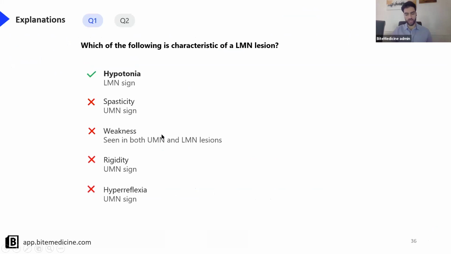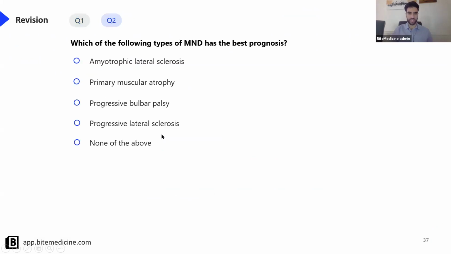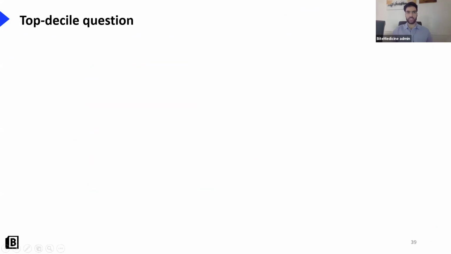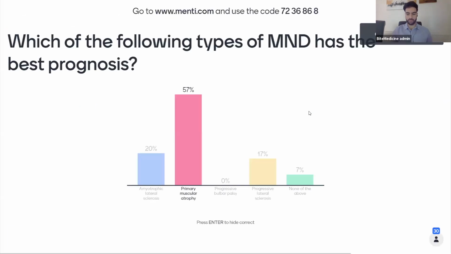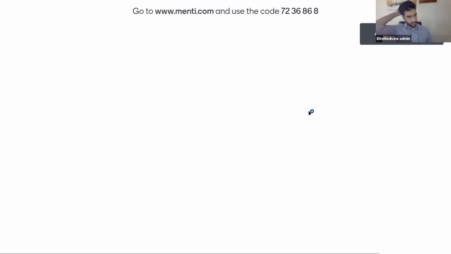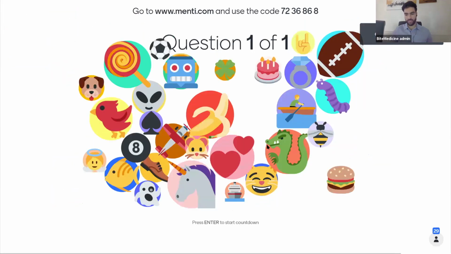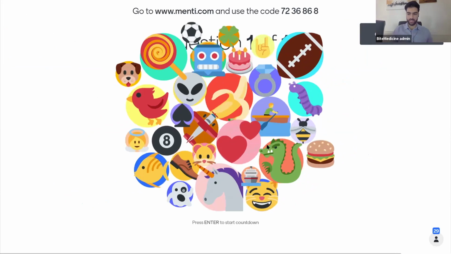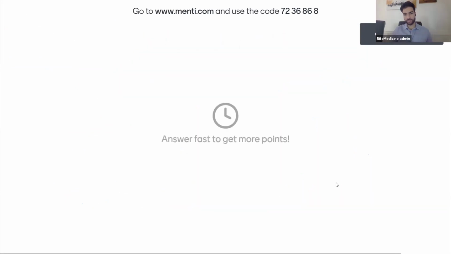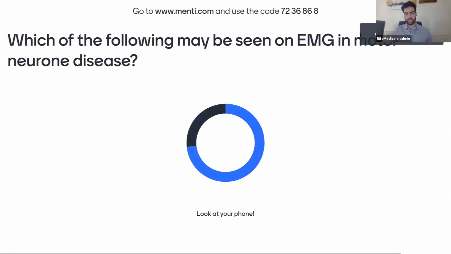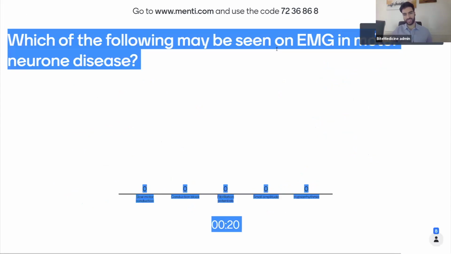I won't go through the answers. That's there for you on the slides because these are just revision questions. But let's go to our top decile question. If you just pop in your username and let's start. Which of the following may be seen in EMG in motor neuron disease? I have a feeling this was mentioned in one of the slides.